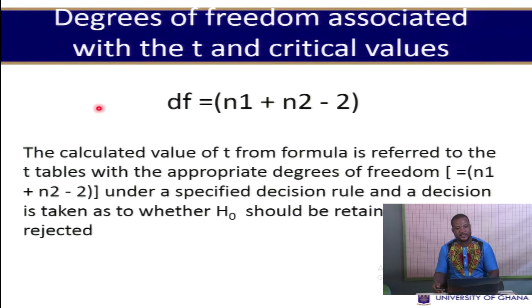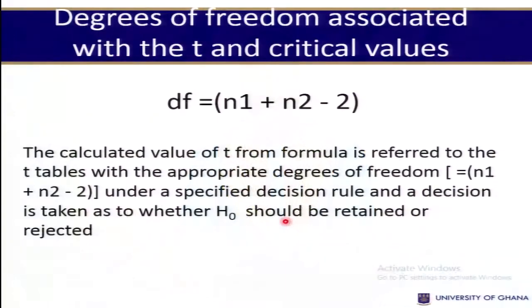So at the end, the computed value of t from the formula is referred to the t tables with the appropriate degrees of freedom under a specified decision rule, and the decision is taken whether H0 should be retained or H0 should be rejected. So here, the same thing: we use the formula and compute the t value, and that t value becomes the observed value or the computed value. And we are going to compare this to the critical value that we have used to set the decision rule, and then we decide whether our H0 should be retained or rejected.